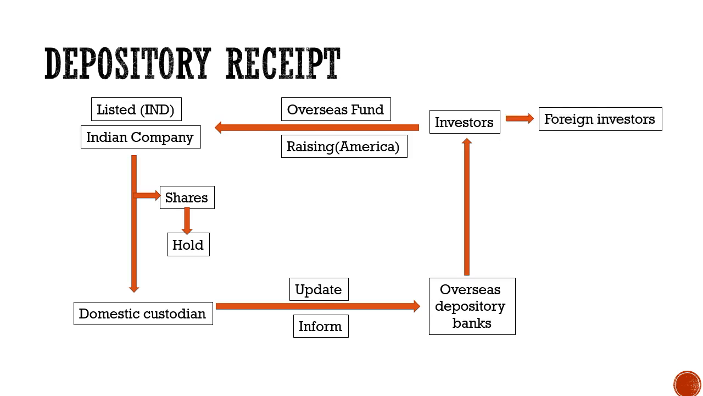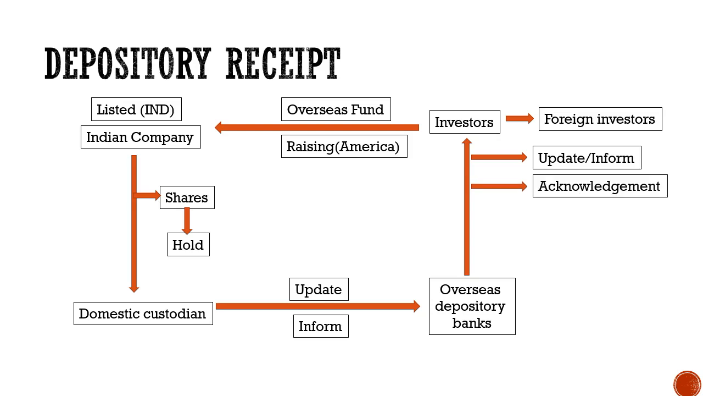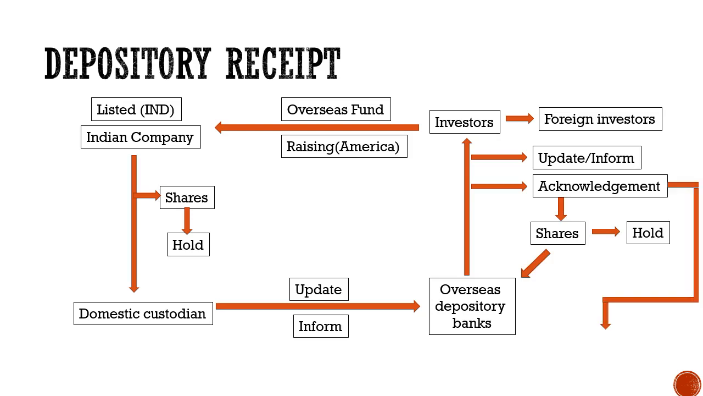So the overseas depository bank, let's say the overseas depository bank of USA, will inform the investor of USA about the credit of his shares. First of all, it will update and inform about the credit of the shares he has got. On top of that, it will give an acknowledgement to the foreign investor about the shares which are held by the overseas depository bank. Along with that acknowledgement, it will issue a receipt, and that receipt is known as the depository receipt. So a depository receipt is basically like normal shares held by a foreign investor.